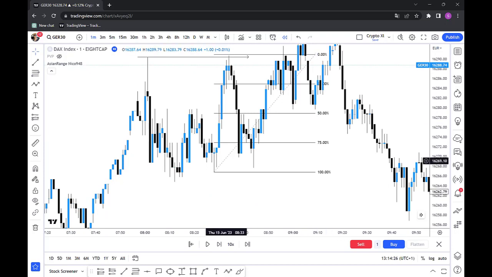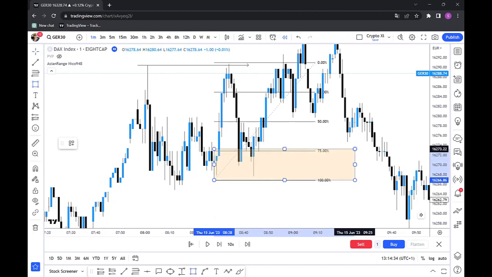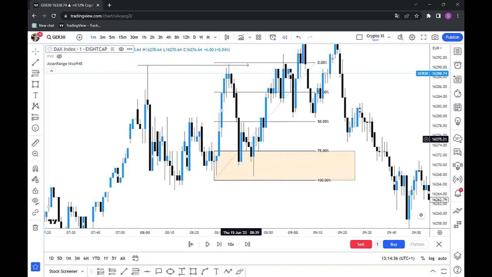And as you can see, what did the price do? Price arrived in this discount zone, as I said, very, very close to the origin of the impulse, giving us this reaction. And as you can see, you could get the trade here, where there was this imbalance to fill. Okay, in this way.